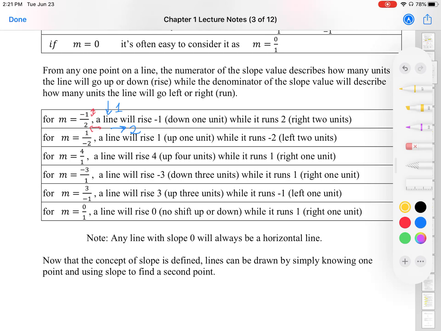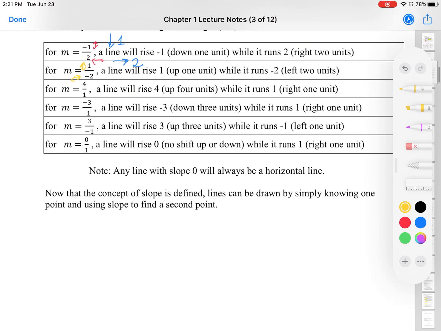What if it were the other way around? Remember, it's always rise over run. If I have a positive number for your vertical movement, then I'll move up. In the denominator, I have a negative number for your horizontal movement, so it'll go left. And you have more examples to consider and to look at.